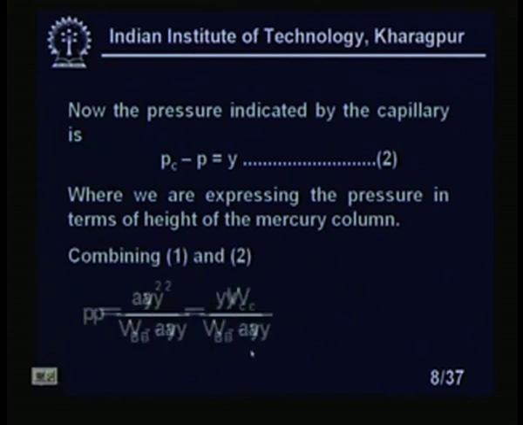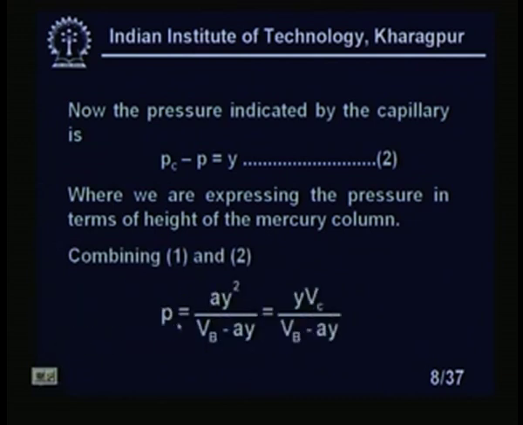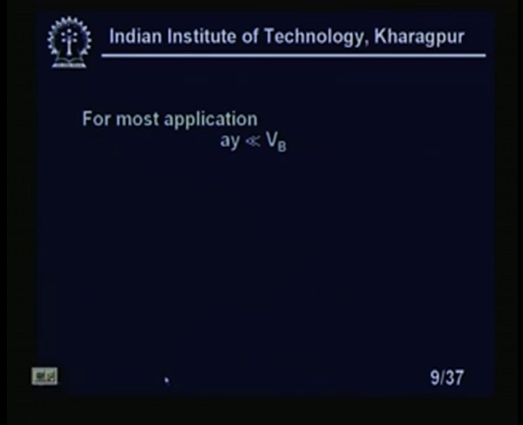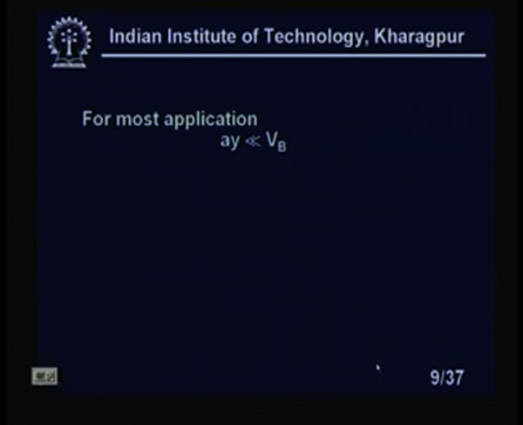Now, combining 1 and 2, we get P, the unknown pressure, equal to A y square upon Vb minus Ay, equal to Y Vc divided by Vb minus Ay. For most applications, I can say the volume of the capillary is much smaller than the total volume of the capillary and bulb up to the opening O of the mercury. For most applications, I can take that Ay is much less than Vb.